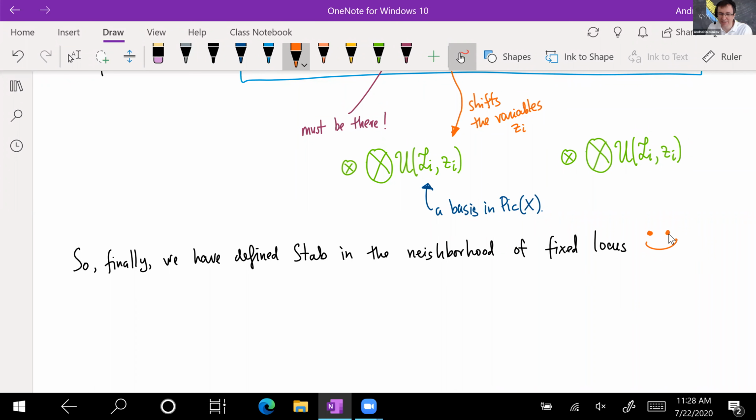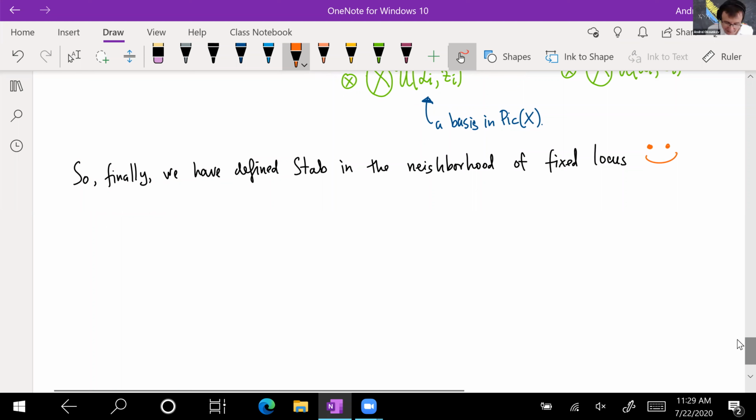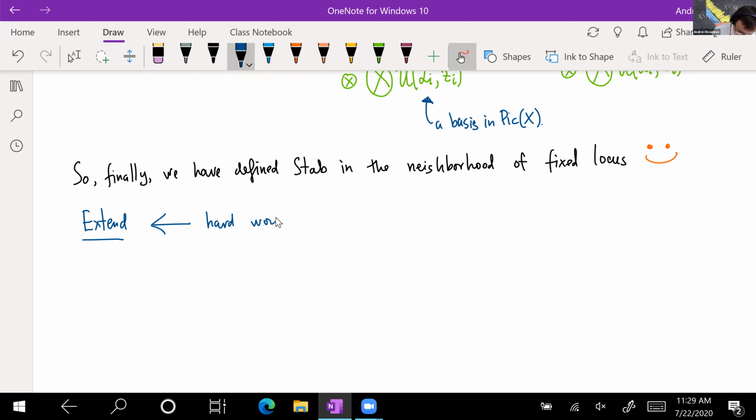So now it remains to extend it to the whole thing. This is really the hard part. That's where the hard work is. We're going to extend it.